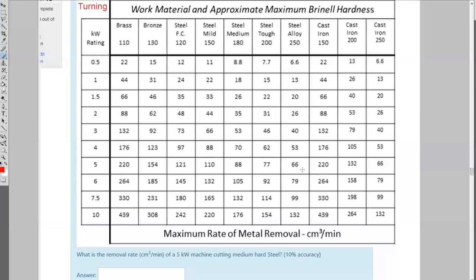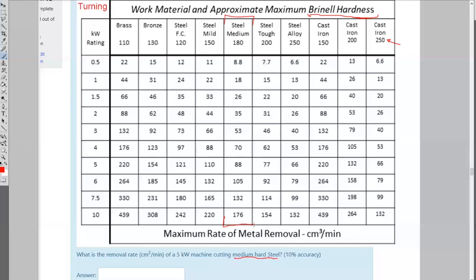Where's that? So looking through here, steel medium. So this is the hardness. These are hardness readings, those numbers there. It's actually a Brinell hardness, which is a ball that indents into the material, and you see how hard it is by how deep the indent goes. So medium hard is this one here. So we're somewhere in this column.